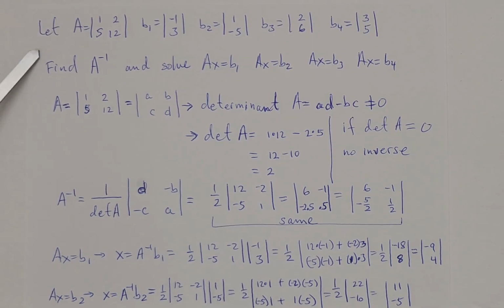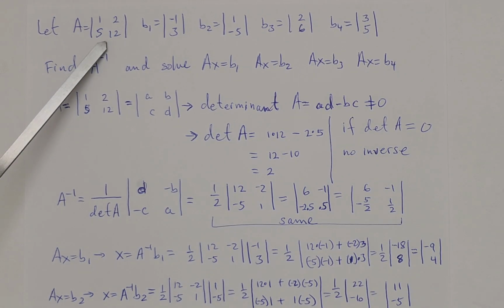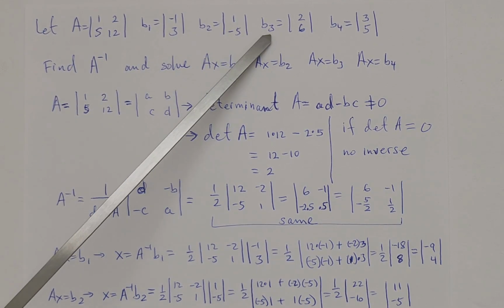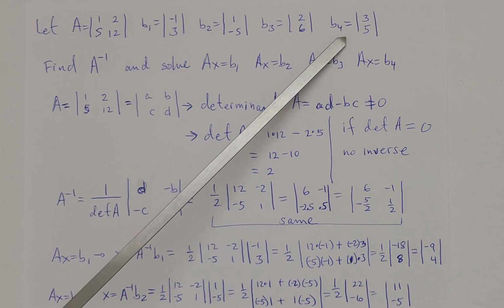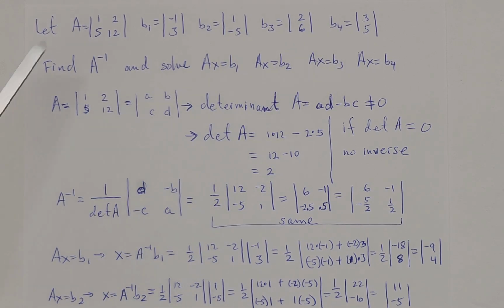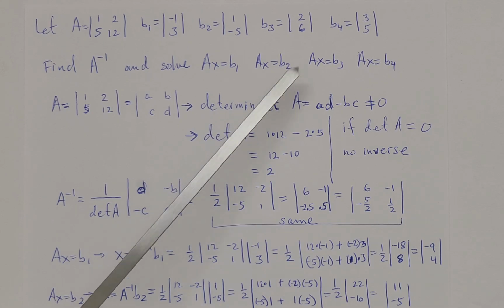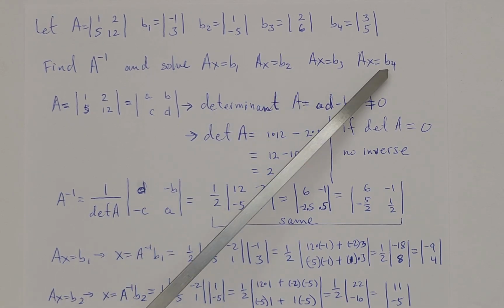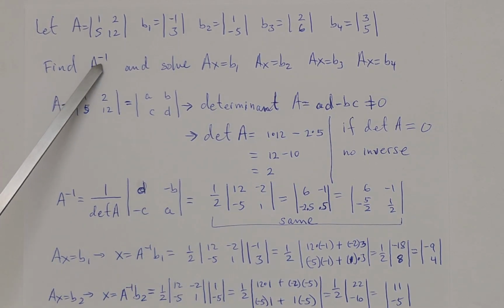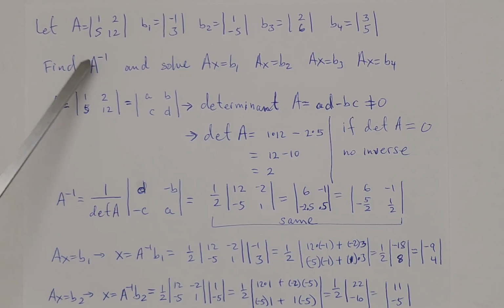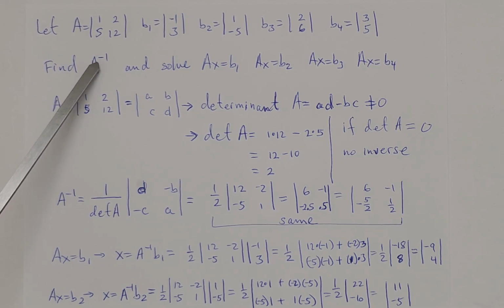In this lesson, let A be a 2 by 2 matrix, and B1, B2, B3, B4 each 2 by 1. Find the inverse and solve AX = B1, AX = B2, AX = B3, and AX = B4. This is how we write the inverse. The top right corner, put -1.